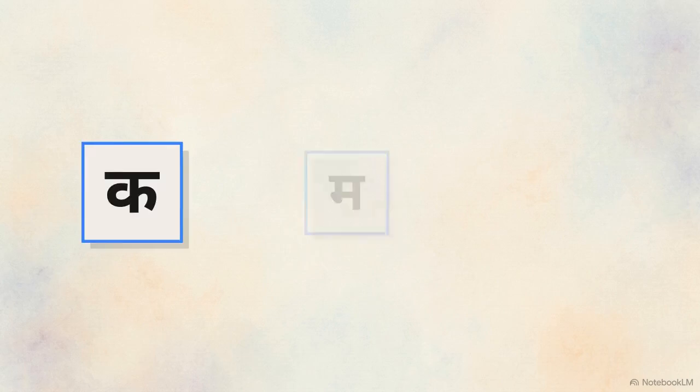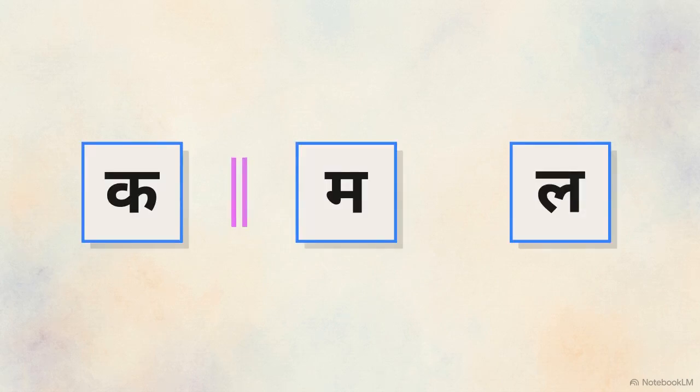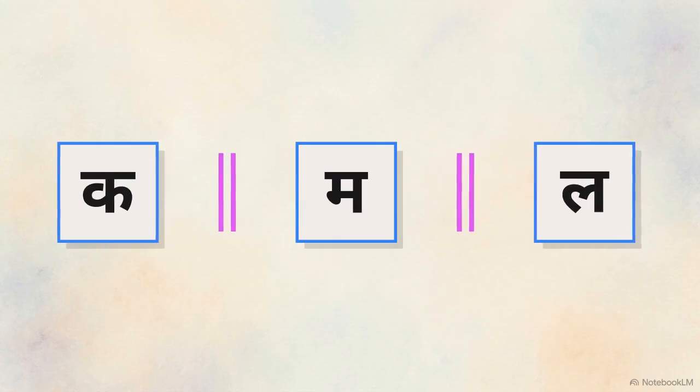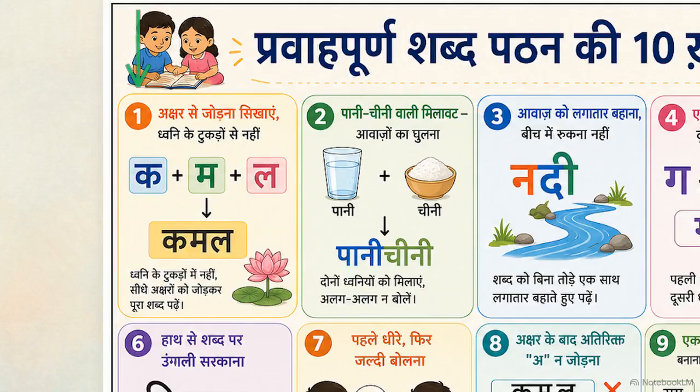When a child reads a word letter by letter, pausing between every sound, the meaning often vanishes. They are identifying disconnected fragments rather than engaging with a whole word. To solve this, we use the first strategy, teaching children to connect sounds immediately.